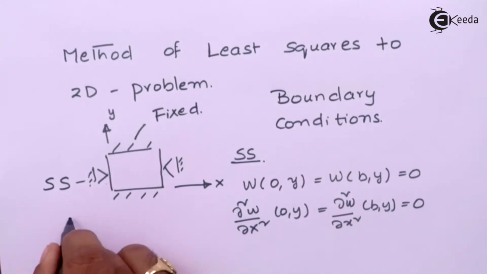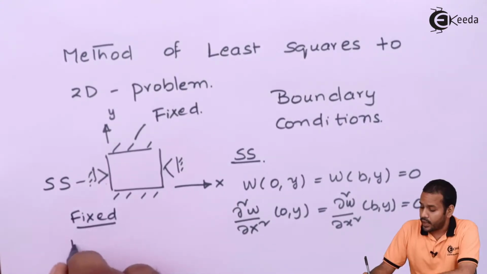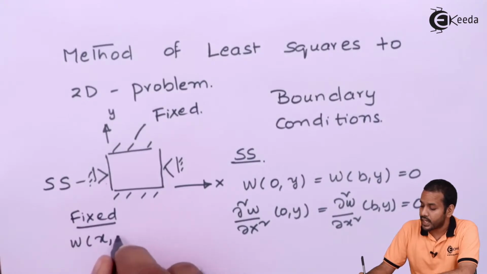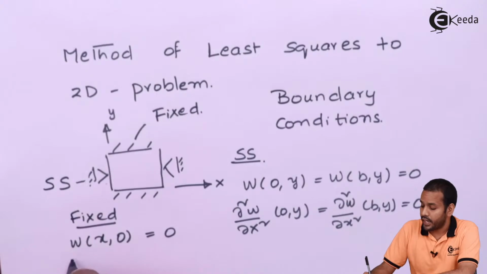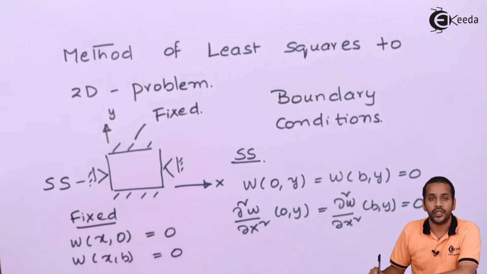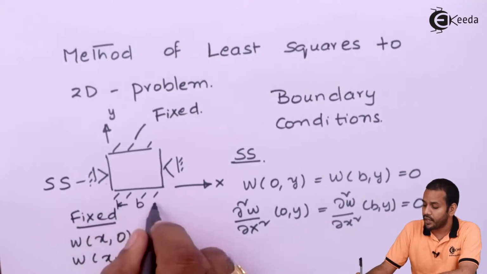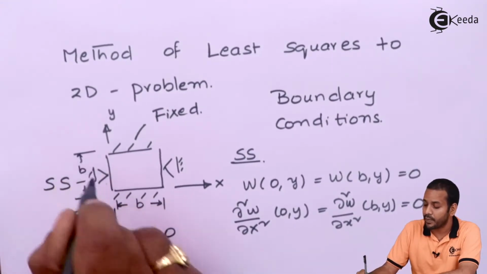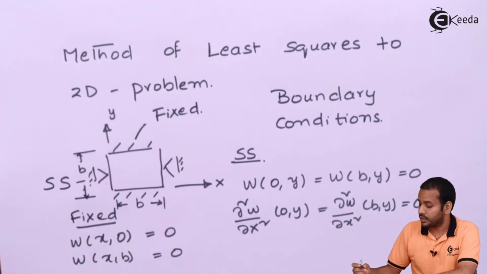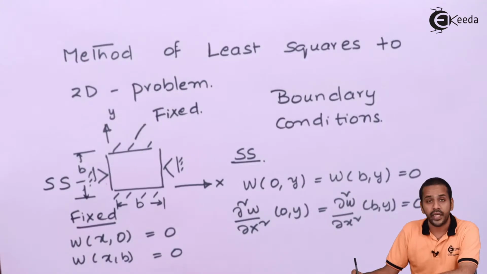And what are the fixed boundary conditions? W at x comma 0 equal to 0 and w at x comma b equal to 0. By the way, I am writing b here. B is nothing but, let the dimension of the beam be b by b. I mentioned this one in the earlier class. So here w at x comma 0 is 0 and w at x comma b is 0.